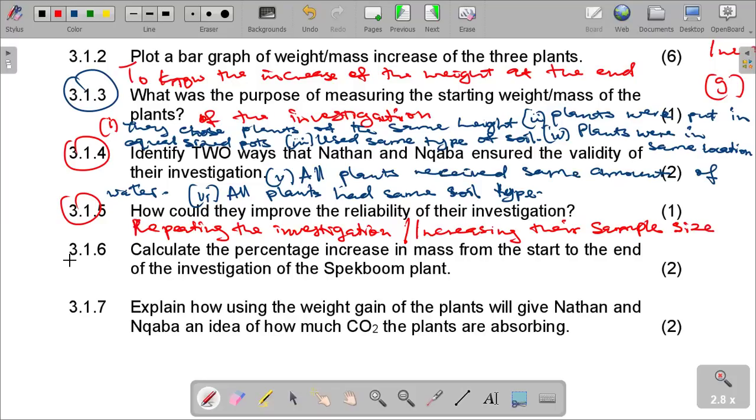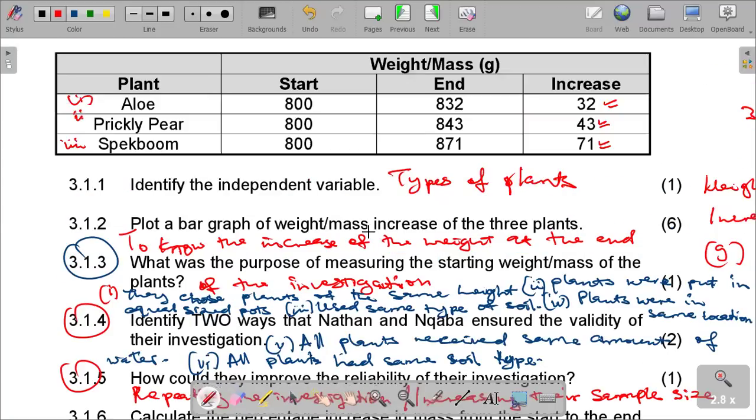3.16, calculate the percentage increase in the mass from the start to the end of the investigation of the spec boom plant. Percentage increase, we are saying from start to the end, of the spec boom. The spec boom is this one. The increase is 71 grams.